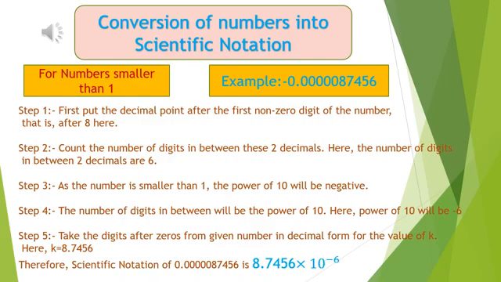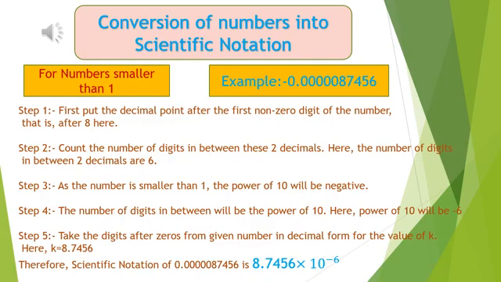Non-zero digits are 8, 7, 4, 5, 6. The first non-zero digit is 8, so you will put the decimal after 8. Now step number 2. Count the number of digits in between these two decimals. The first decimal is the one given and the second decimal is after 8. So how many digits are there? 1, 2, 3, 4, 5 and 6. Five are zeros and one is 8. So how many digits are there in between these two decimals?